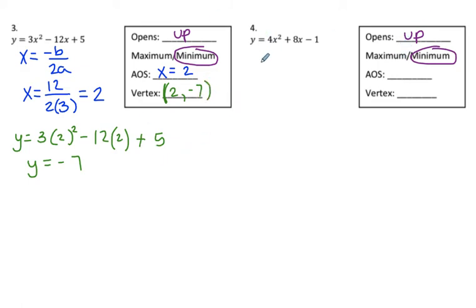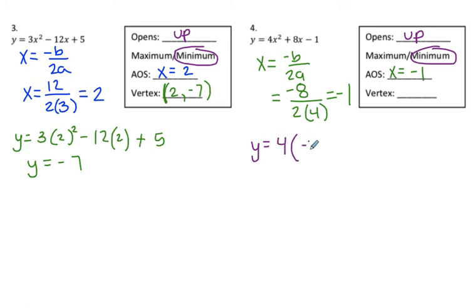On number 4, axis of symmetry. X equals opposite of b over 2a. Opposite of +8 is -8. 2 times a value is 4. So -8 divided by 8 is -1. So my axis of symmetry is x equals -1. And then for y, we're going to plug in 4 times -1 squared plus 8 times -1 minus 1. Got a lot of minus 1s going on here.